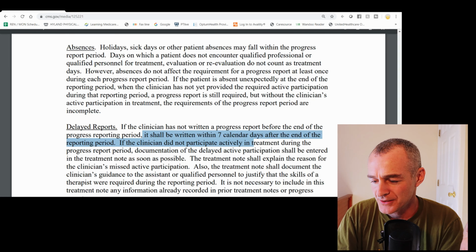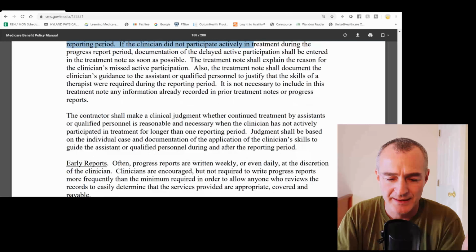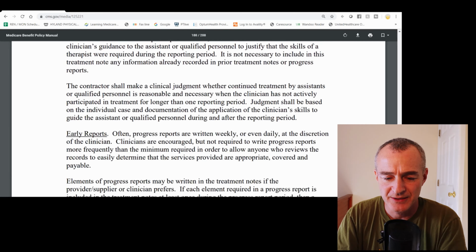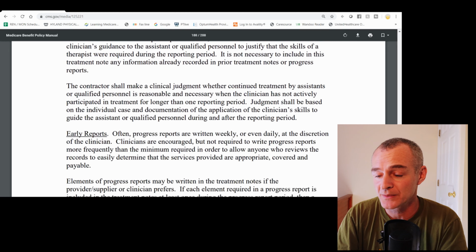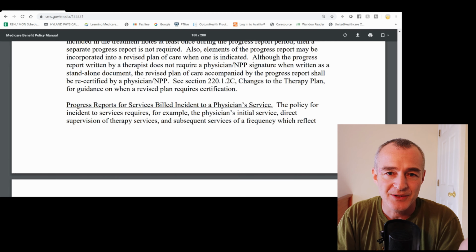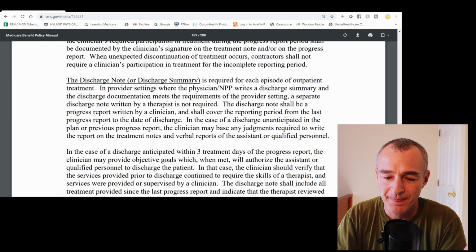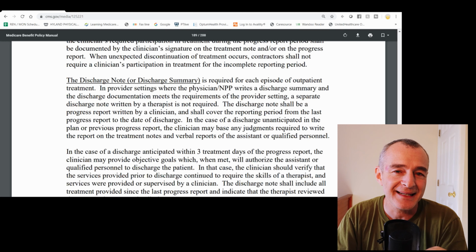Now, let's jump down. So you have 7 days to get the report done for timely reporting. There's information here you can see regarding early reports, which I already mentioned. You don't have to do it on the 10th session. None of you guys are billing incident to a physician, so I'm just going to skip over that part. Let's jump down here. Now, this is actually kind of interesting.